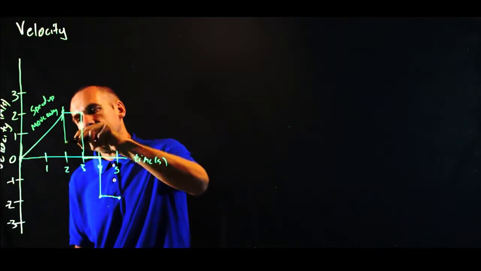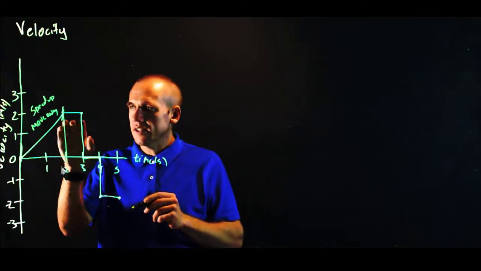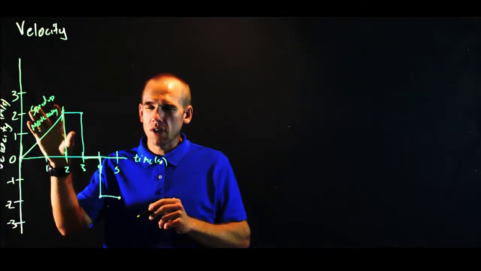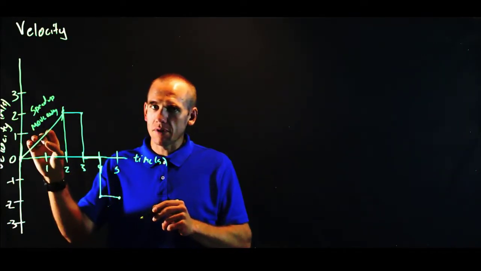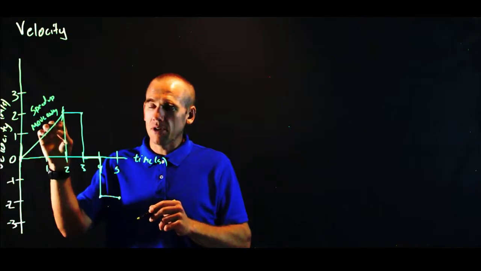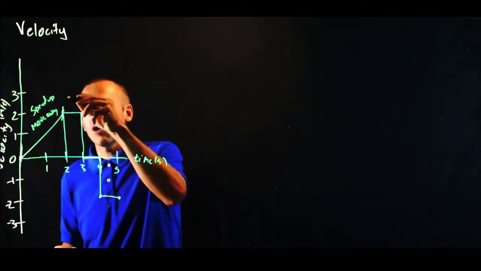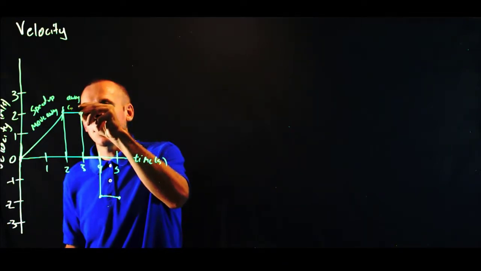Now, this next section is a constant velocity of 2 meters per second. So don't confuse this with a position graph. It's not showing me where the object is. Instead, it's showing me the object's speed and direction. So this is speed up, move away. This right here is away, constant.